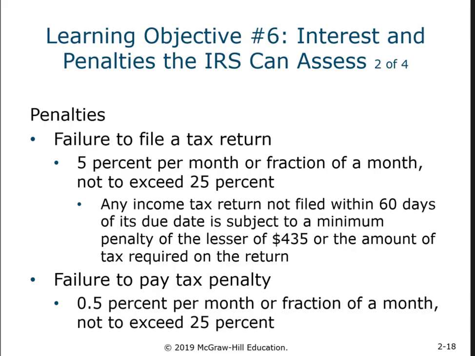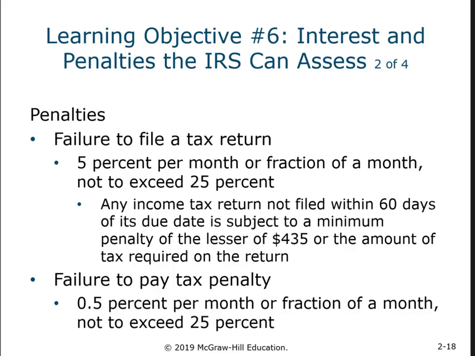There are other penalties to try to encourage everyone to send in their returns and pay the taxes on time, all that good stuff. There is a penalty for failure to file your tax return. For every month or fraction of a month you don't file, it's 5%, and it can't go more than 25%. So after 5 months. However, if you go over 60 days, no matter what the situation is, the penalty can't be less than the lesser of $435 or the amount of tax required on the return. Now, what's interesting there is you see that still is based on how much tax you owe.